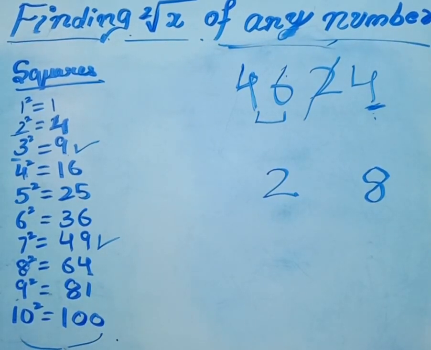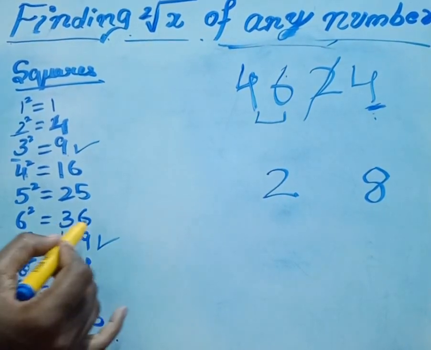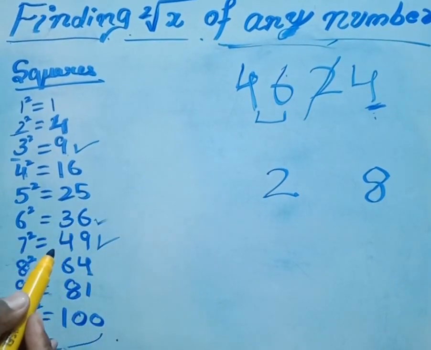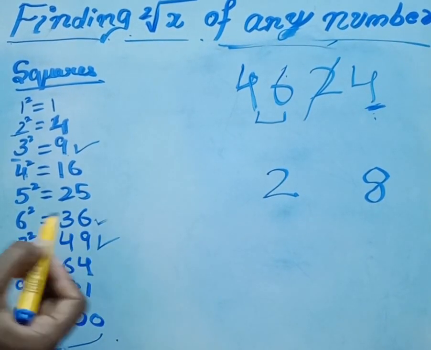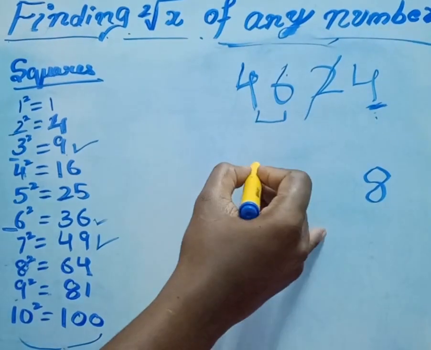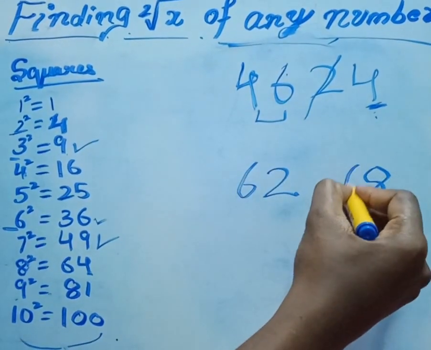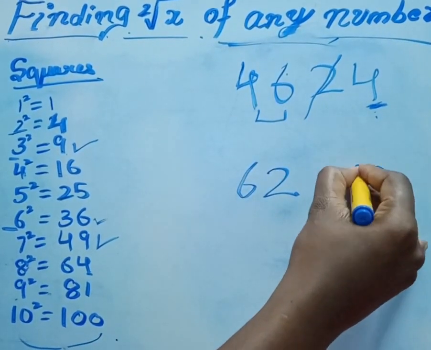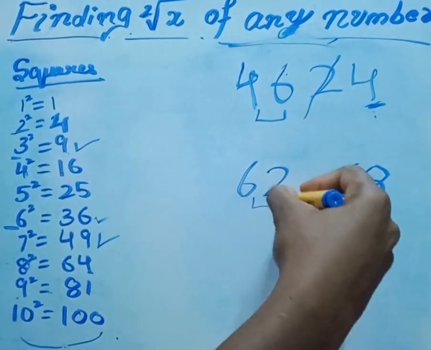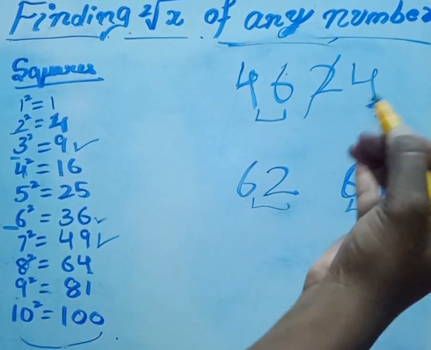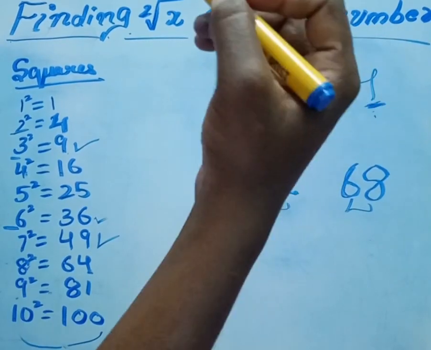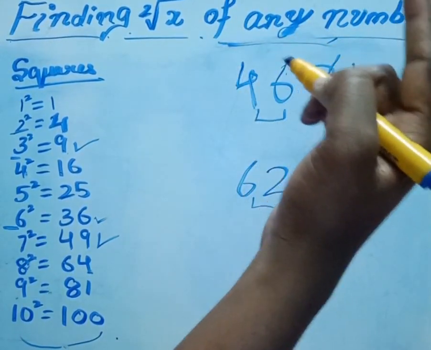So I think yes, we got it. I think 36, which is less than 46. So 36 is the square of 6, so we will write 6 in front of these two things. Right guys, so now you are getting 62 and 68. So one is definitely among these two, only one is going to be the answer.